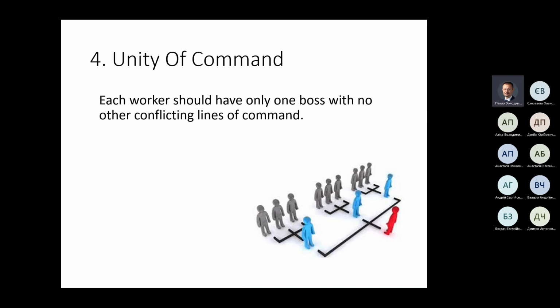Unity of command. It means that each worker should have only one boss. Nowadays, it worked then, but nowadays in a complicated organization, in a complicated system, there are possibilities that one worker has more than one supervisor. In this situation, we can increase the efficiency of our organization.